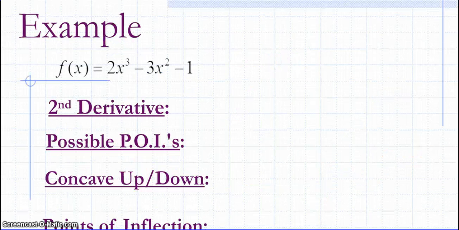Okay, so what if we want to find inflection points? Well, we're going to follow a similar process to finding minimums and maximums. We're going to use the second derivative though. So we'll go through this one together.